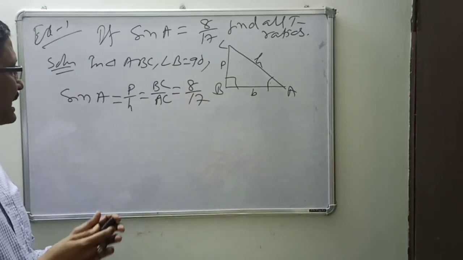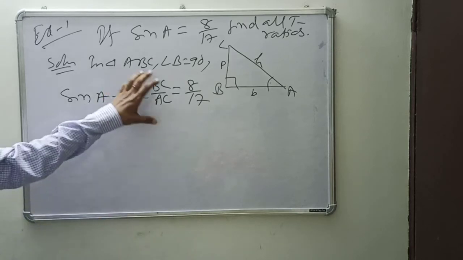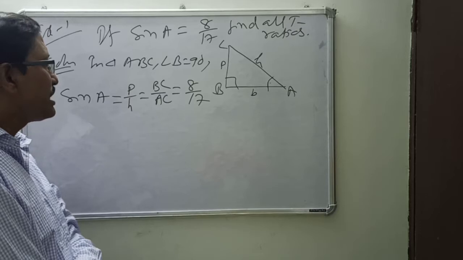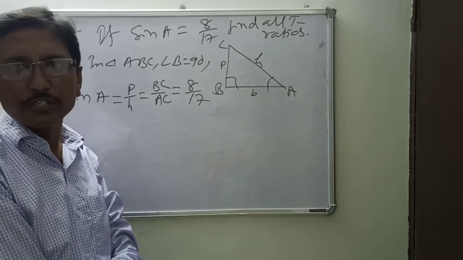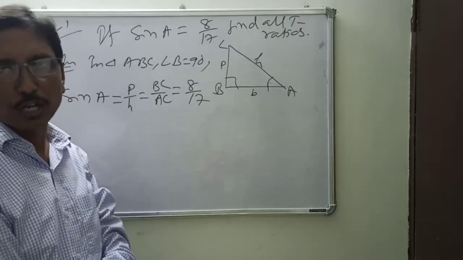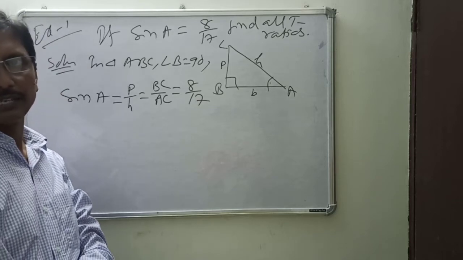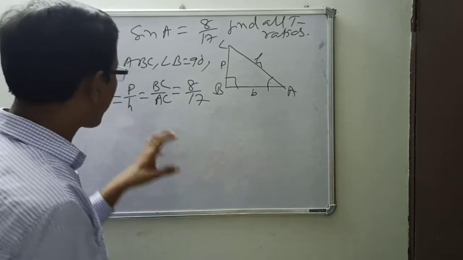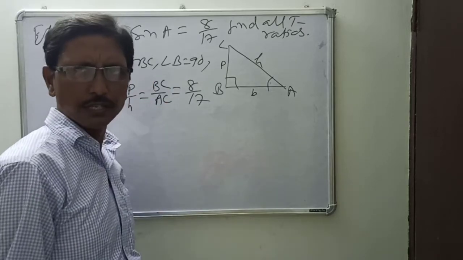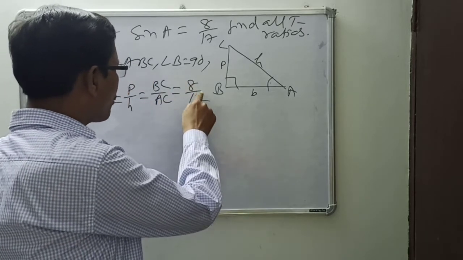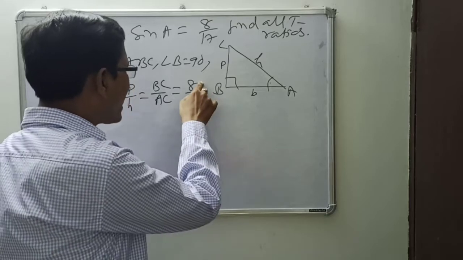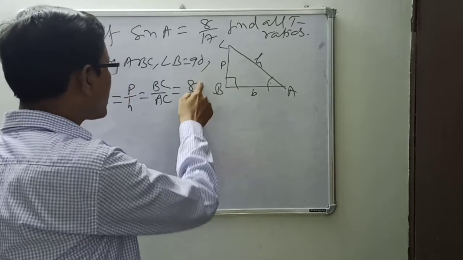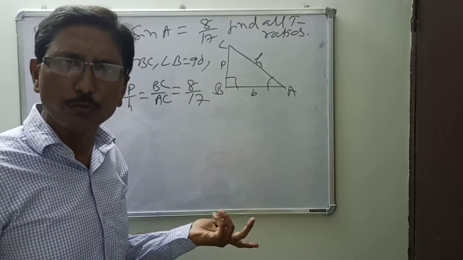Here you have to get one thing. BC by AC means 8 by 17, means BC equal to 8, AC equal to 17. Later if you solve it, you will also get the answer, but that is not the correct one. Why is that not correct? Because it is a ratio. So it is not necessarily that BC will be 8 and AC will be 17. It may be 80, it may be 170, then also the ratio will be 8 by 17. It may be 16, it may be 34, then also it will be.